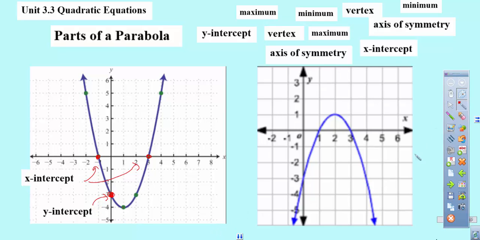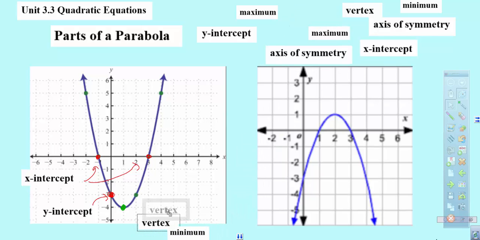Alright, we have this special spot down here at the very bottom, and that special spot is called our vertex. And there's even something more special about it: that vertex is also known as our minimum, because it's the absolute lowest point of the graph. So that right there is our vertex, which is known as our minimum.